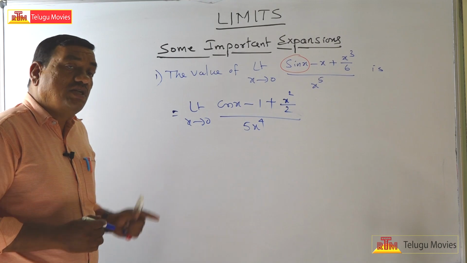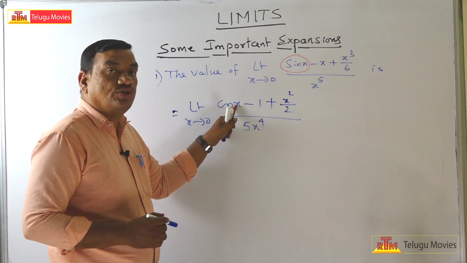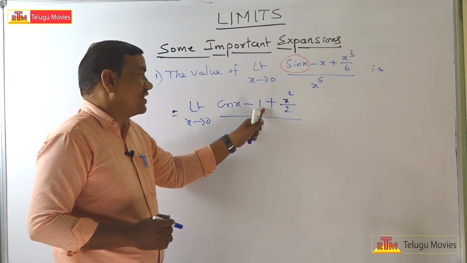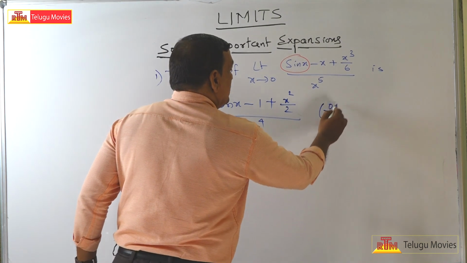Okay, now? Still you are getting 0 by 0 form. Why? Cos x tends to 0. Cos 0 is equal to how much? 1. 1 minus 1 cancel. 0 square by 2, 0. Here also 0. Still you are getting 0 by 0 form.